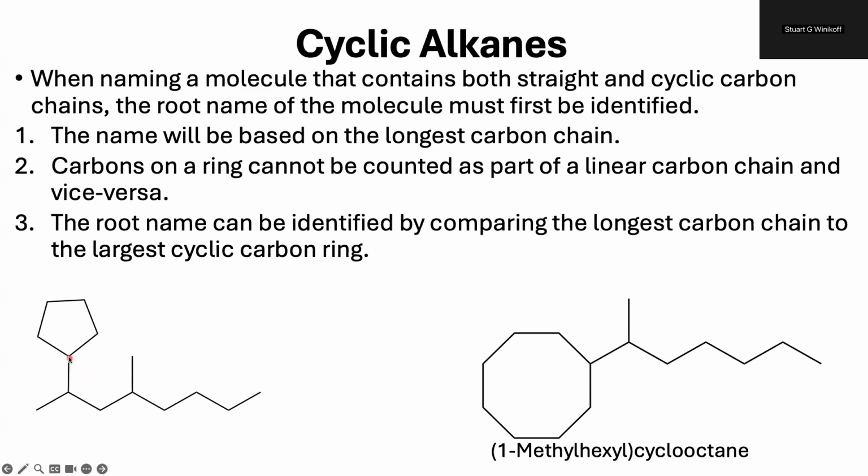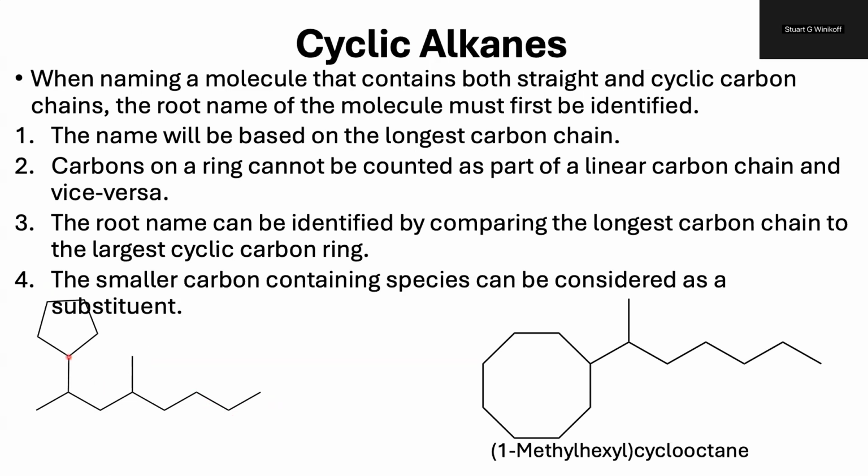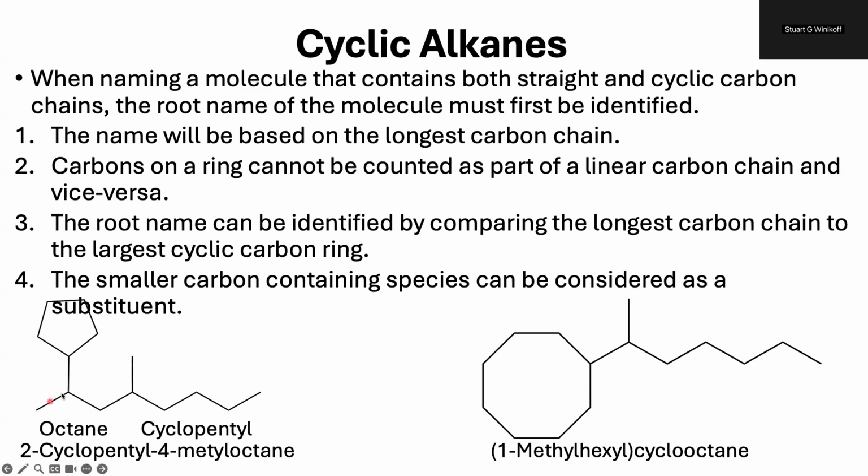So in this case, I have a, and so conversely, that smaller carbon species can be considered as the substituent. So if we do this, I have a 1, 2, 3, 4, 5, 6, 7, 8 carbon species versus a 5-membered ring. So my root name will be octane. And I have a cyclopentyl or 5-membered substituent. Bring this together along with that extra methyl substituent. I have a 2-cyclopentyl-4-methyloctane species.